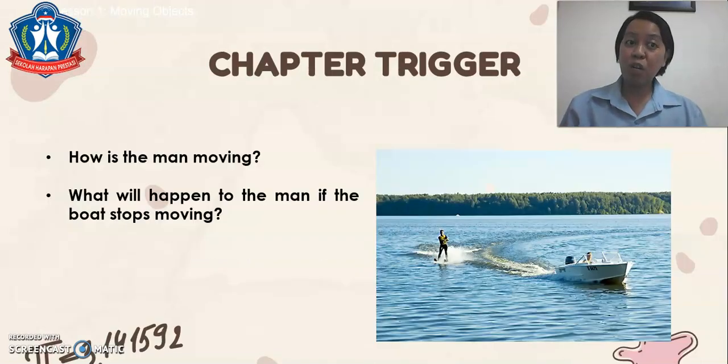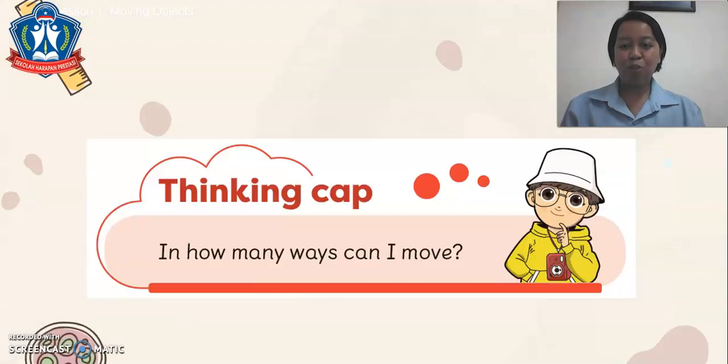For our Chapter 2 questions, we have the following. How is the man moving? What will happen to the man if the boat stops moving? What do you think, children? Take your time to answer and don't forget to submit your answers in the Google Classroom. For our thinking cap, in how many ways can I move?